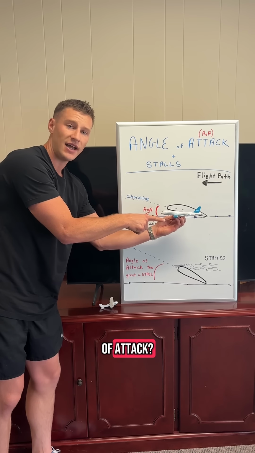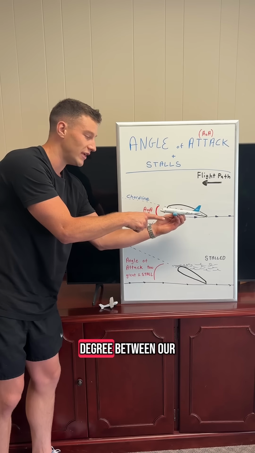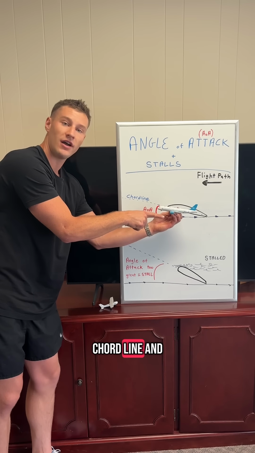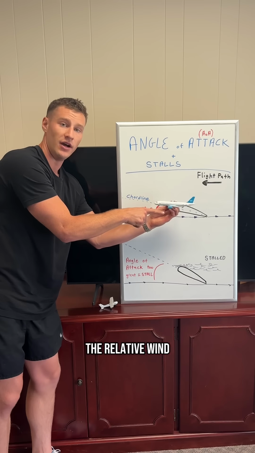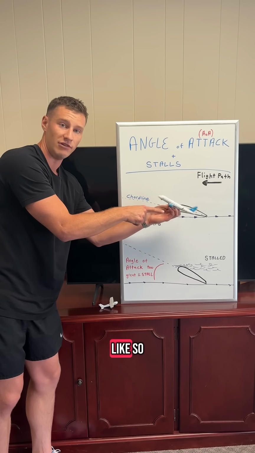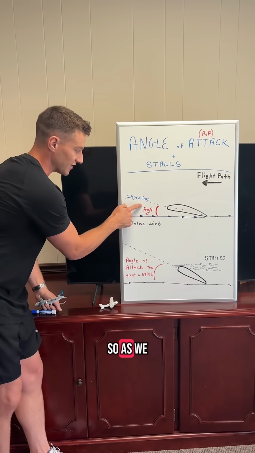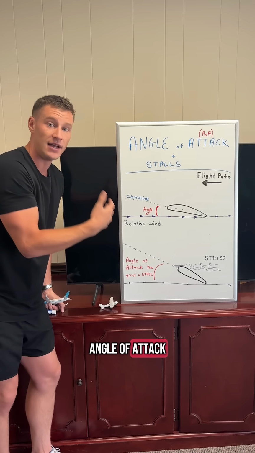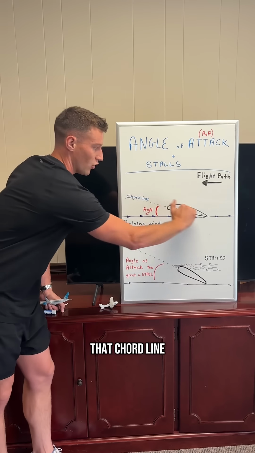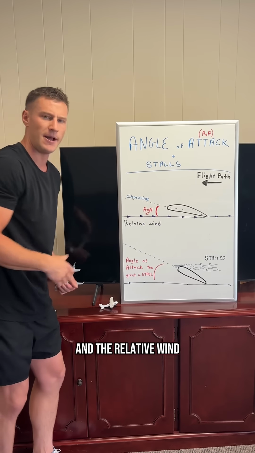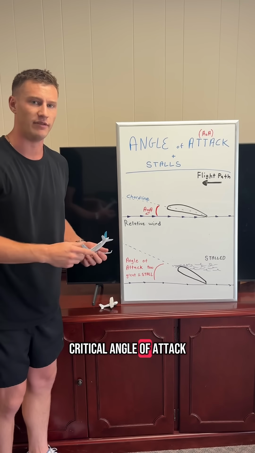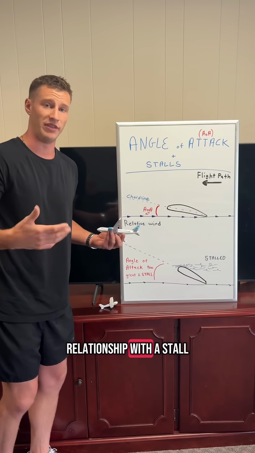What's the angle of attack? It is the degree between our chord line and the relative wind, adjusted with pitch, like so. So, as we see here, the angle of attack is simply the angle in between that chord line and the relative wind. Now, what's a critical angle of attack and what's the relationship with a stall?